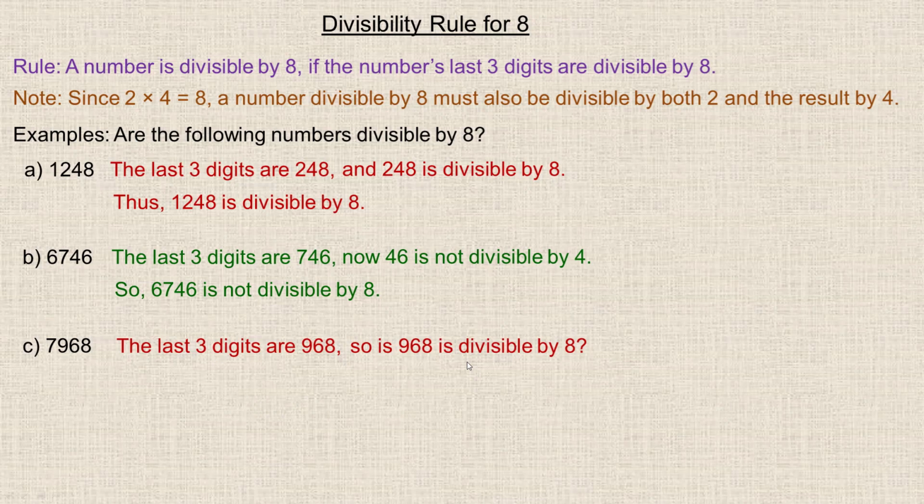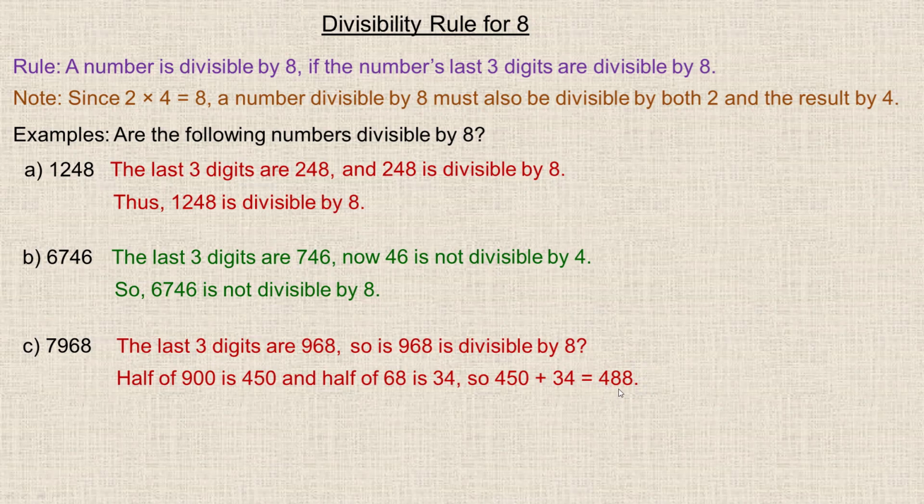So what I'm going to do is look at if we were to divide it by 2, and I'm just doing this mentally, so this is what I would be thinking. Half of the 900 part is 450, and half of the 68 is 34. So if I add those 2 halves, the 450 and the 34, that's 488. So that's basically half of the 968. And I know that 968 is divisible by 2 because there's an even number at the end.